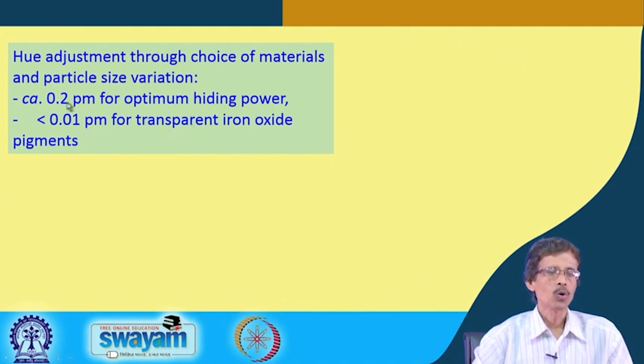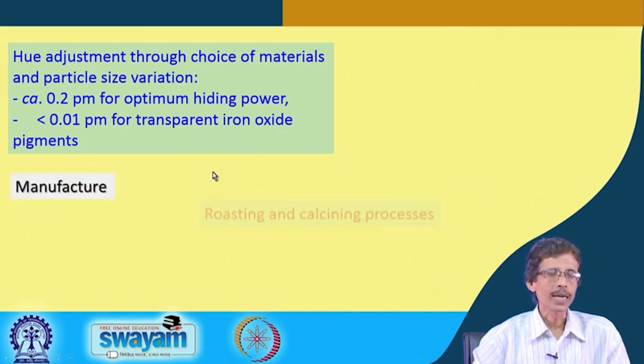So, the hue adjustment can be achieved by mixing of the materials of a particular size. In most of these cases we use a 0.2 picometer size of those particles, so the particles are not in an arbitrary range. Sometimes nanoparticles, that means nanometer regime size particles, are useful for some special purpose. Similarly, the 0.2 picometer size will have very useful hiding power, and when they are a little bit smaller, at 0.01 picometer, they are transparent for iron oxide pigment.